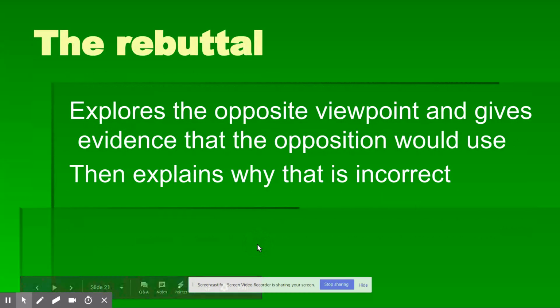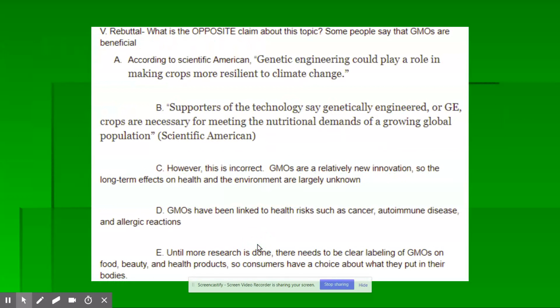Let's talk about the rebuttal, and that's going to be the last body paragraph of your speech. And the rebuttal should explore the opposite viewpoint, but also give some evidence that supports that opposition, but then you want to go on and explain why that's incorrect. So here's my rebuttal. It says, some people say that GMOs are beneficial. According to the Scientific American, genetic engineering could play a role in making crops more resilient to climate change. Supporters of the technology say genetically engineered or GE crops are necessary for meeting the nutritional demands of a growing global population. So these are pieces of evidence that support the opposite viewpoint from mine. But then I go on to explain in several sentences why this is wrong to rebut the opposite side.